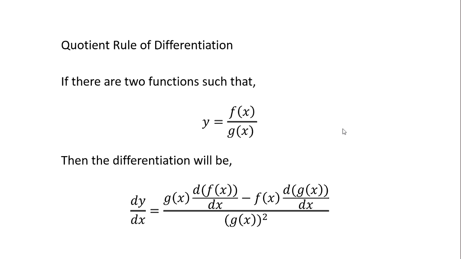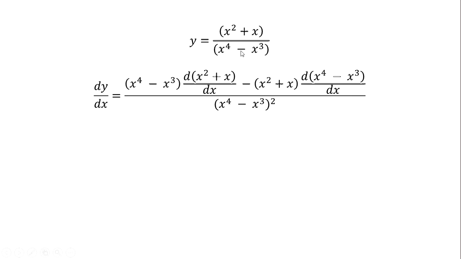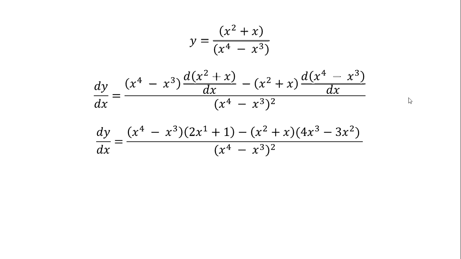Right, so then let's look at an example. Now this is an example where x squared plus x is divided by x to the power 4 minus x to the power 3. Now once you apply the quotient rule of differentiation, you have the denominator function x^4 minus x^3 multiplied by the differentiation of the numerator function x^2 plus x, minus you have the numerator function multiplied by the differentiation of the denominator function, that is x^4 minus x^3, and you divide the entire thing by the square of the denominator function.